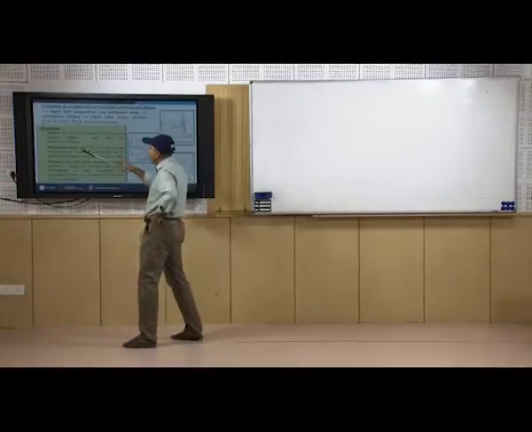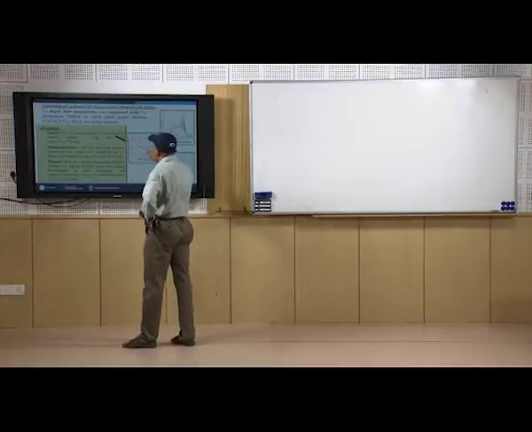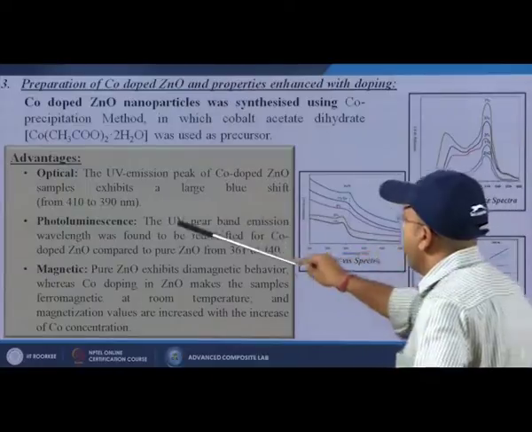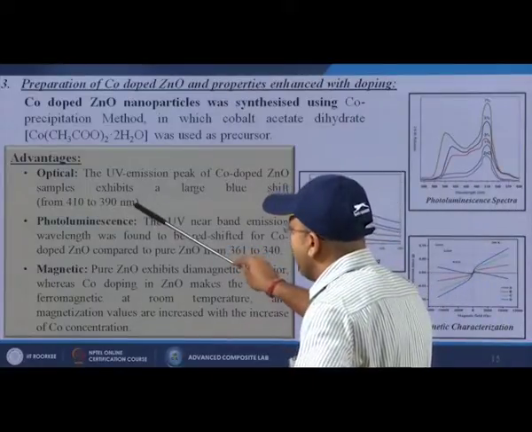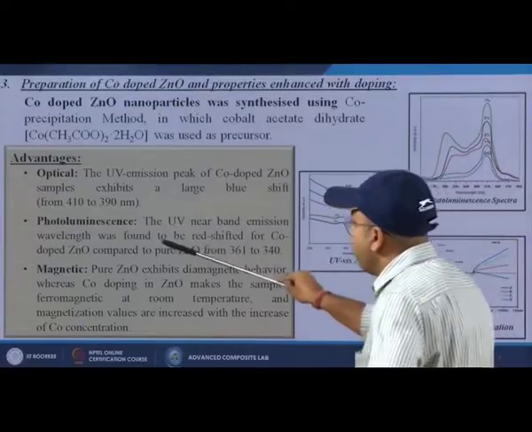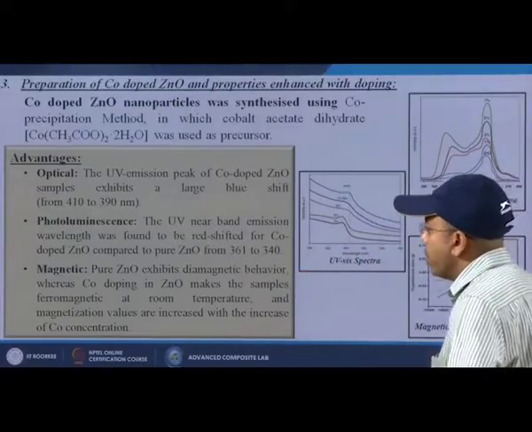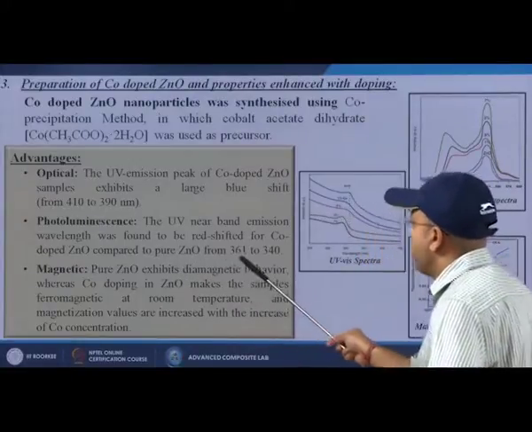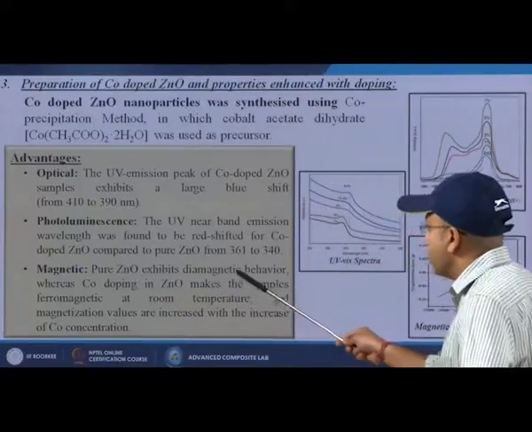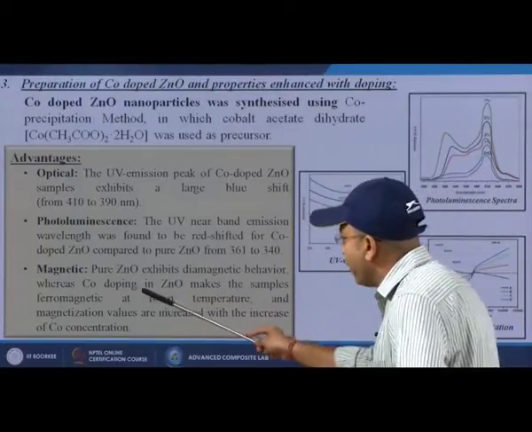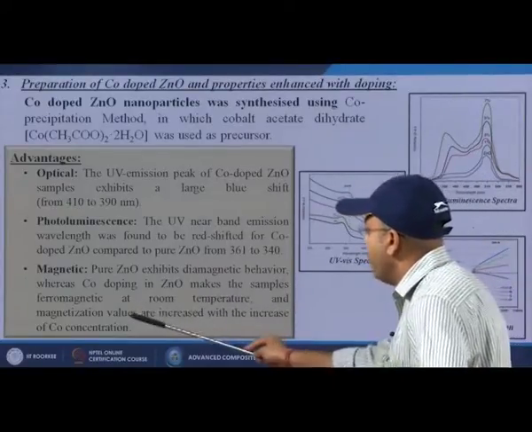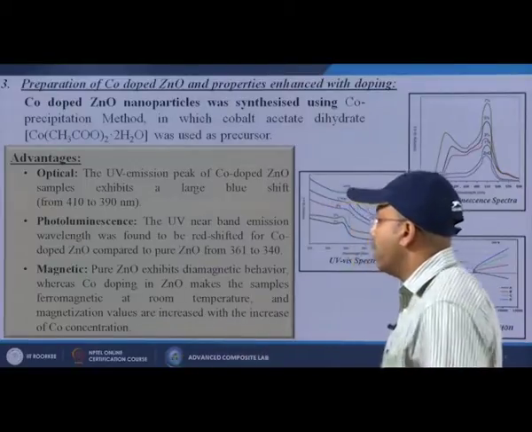When you talk about the optical properties, the UV emission peak of cobalt doped zinc oxide samples exhibits a large blue shift from 410 to 390 nanometer. In photoluminescence, the UV near band emission wavelength was found to be red shifted for cobalt doped zinc oxide compared to pure zinc oxide, from 361 to 340. Magnetic: pure zinc oxide exhibits diamagnetic behavior, whereas cobalt doping in zinc oxide makes the samples ferromagnetic at room temperature, and magnetization values increase with the increase of cobalt concentration.